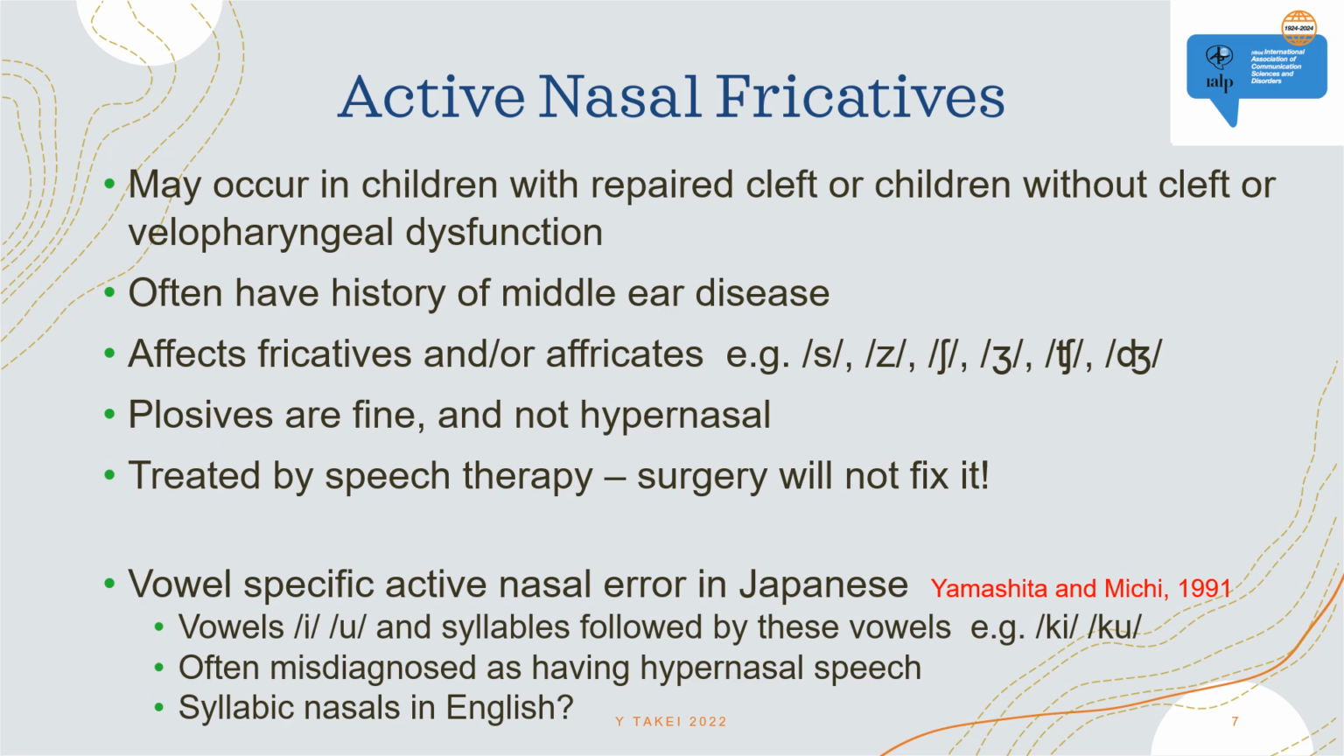In relation to active nasal fricative, in Japanese, we have vowel-specific active nasal error, vowels I and U, and syllables followed by I and U are often affected. For example, ki will sound like k, k, and the children with these errors are often misdiagnosed as having hypernasality. The error might be similar to syllabic nasal in English.